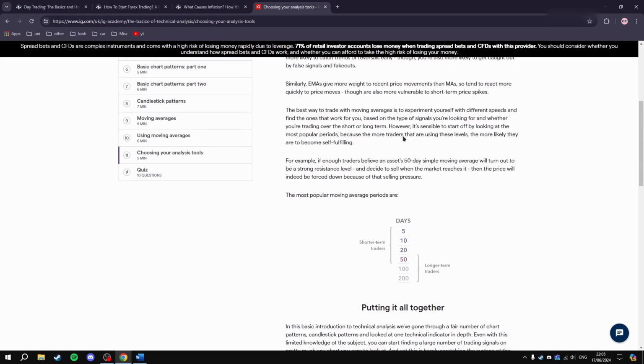Similarly, exponential moving averages give more weight to recent price movements than the simple moving averages, so they tend to react more quickly to price moves. They are also more vulnerable to short-term price spikes.